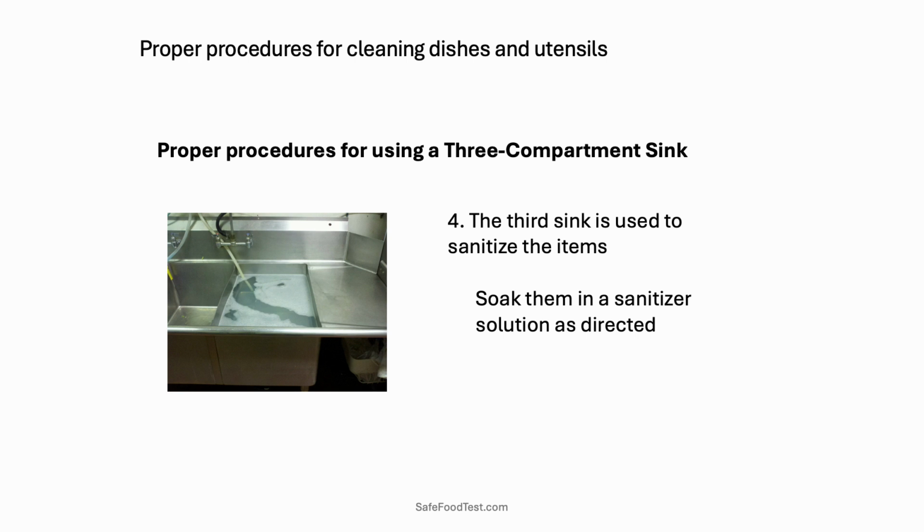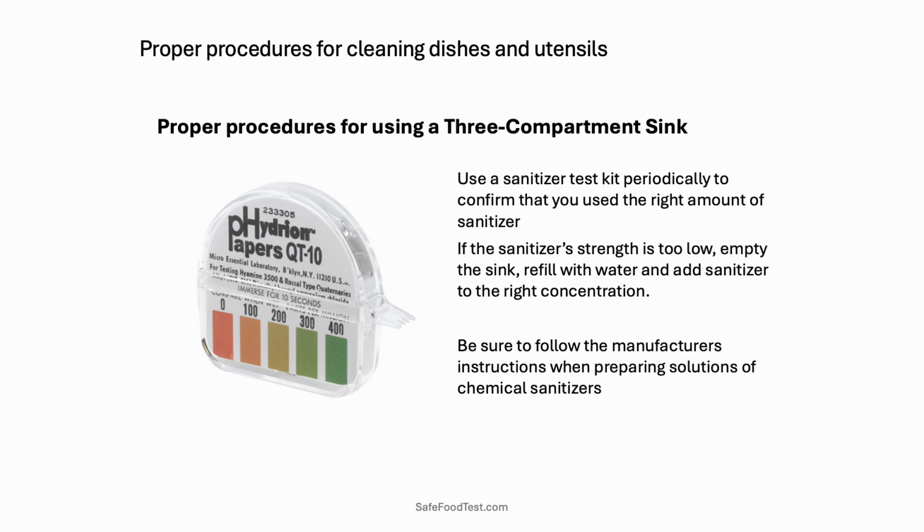Step 4. The third sink is used to sanitize the items. Soak the item in a sanitizer solution as directed. Use a sanitizer test kit periodically to confirm that you use the right amount of sanitizer. If the sanitizer strength is too low, empty the sink, refill with water, and add sanitizer to the right concentration. Be sure to follow the manufacturer's instructions when preparing solutions of chemical sanitizers.